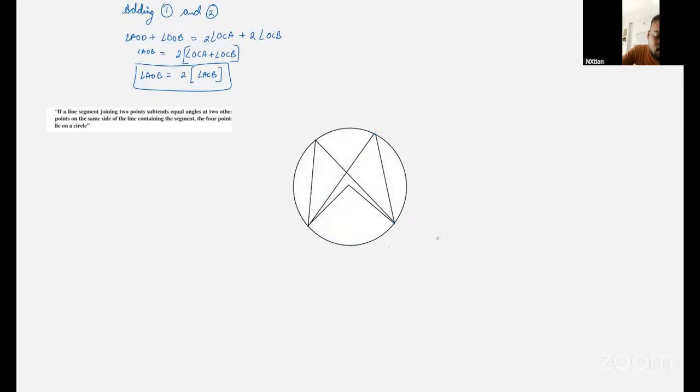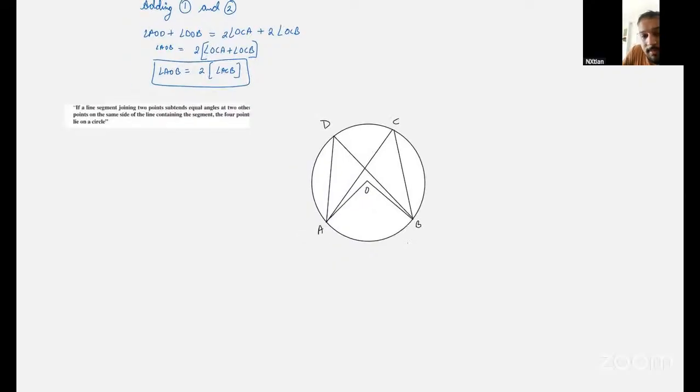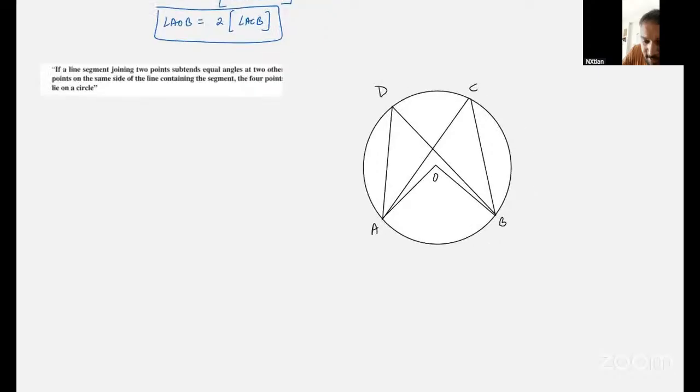So if I name them, this is A, this is O, this is B, and this is C, and this is D. Now, this theorem says that, everyone please pay attention first, then I will give time to write. This arc makes the angle on the circumference, which is C and which is D. So this theorem says that these two angles are equal.